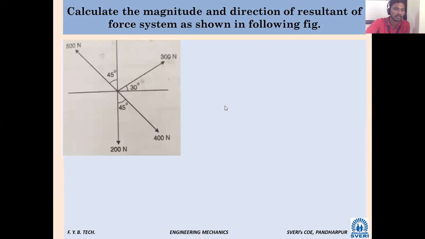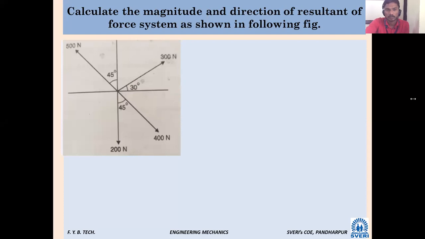We'll read once again. Calculate the magnitude and direction of resultant of force system as shown in... Onkar, are you reading for yourself or are you reading for the class? Yourself, sir. Then you meet and read. Mansi, do you want to read for yourself or are you reading for us? If you are on a good network, you can read this problem loudly.